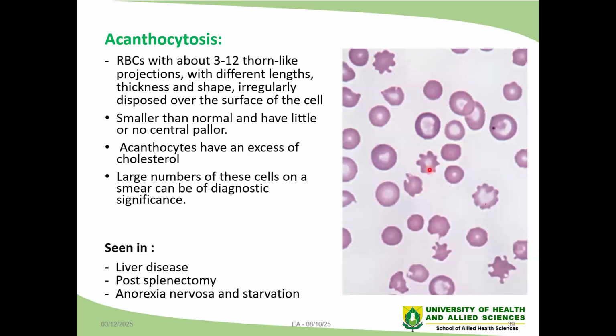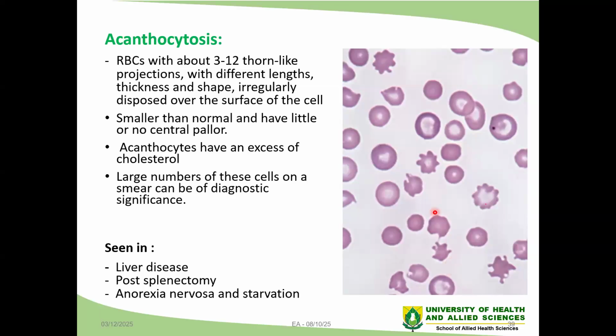These thorn-like projections can be from 3 to 12 in number per red cell. Usually these red cells are smaller in size compared to the normal red cell. Sometimes they have no central pallor, or they may just have a very little central pallor. So over here, there's this one and this one, you don't see any central pallor. You don't see any central pallor for this one as well.